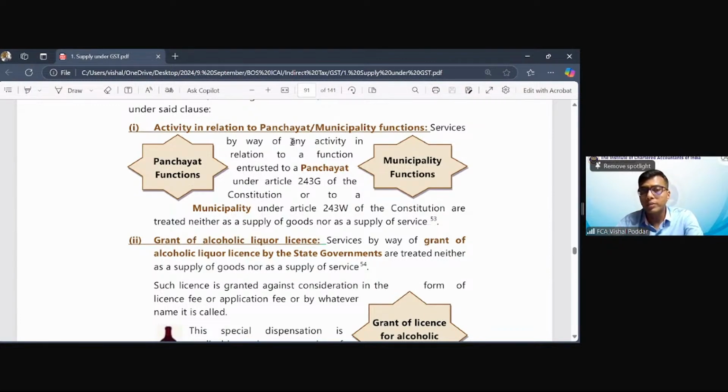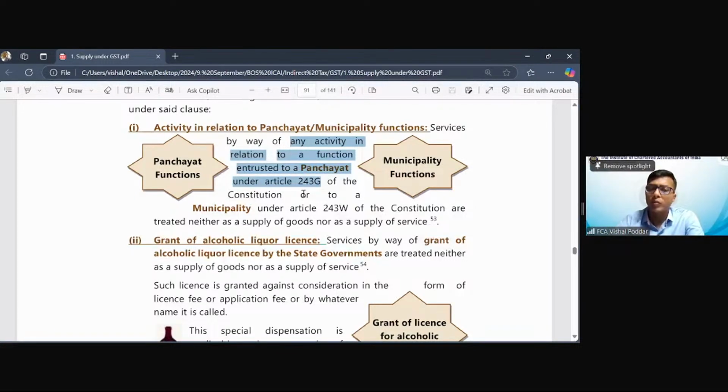First, what are these transactions? First, it is any activity in relation to a function entrusted to a panchayat under Article 243G. So what is that activity? It is a function which was given to the panchayats. Now we all know in smaller villages, you don't have municipalities, you have panchayats. So those panchayats are allotted some functions which are covered in Article 243G of the Constitution. So when any of these activities are done, it is a no supply transaction.